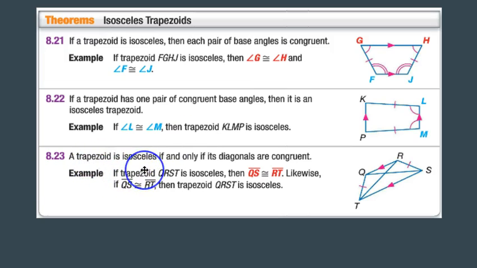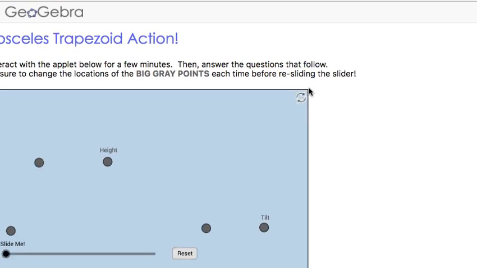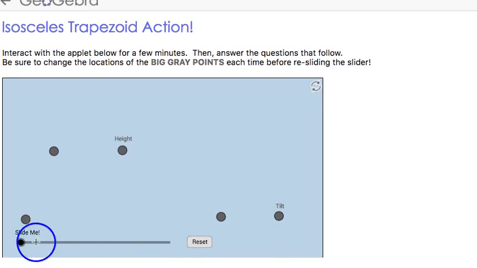A trapezoid is isosceles if and only if the diagonals are congruent. So in this case, QS would have to be congruent with RT. So let's kind of show this in action.